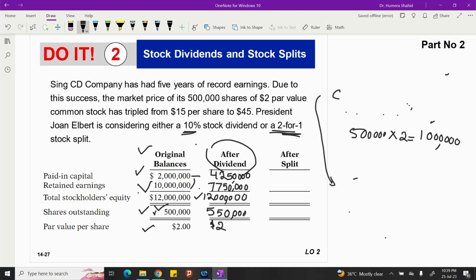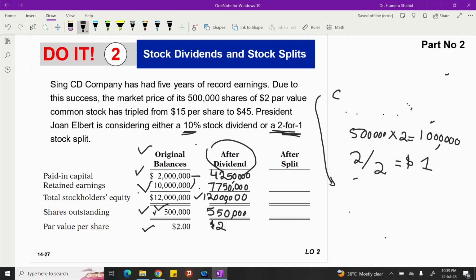What about the par value? Par value will also be divided into two parts. It was $2 divided into two parts. It is split into 2-for-1. So now each share will have a par value of $1. So now what will happen? In capital, we know that there is no journal entry for this split.